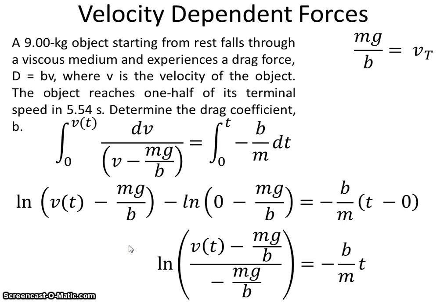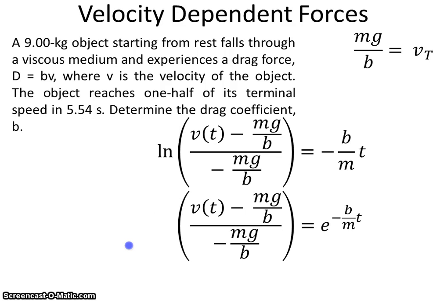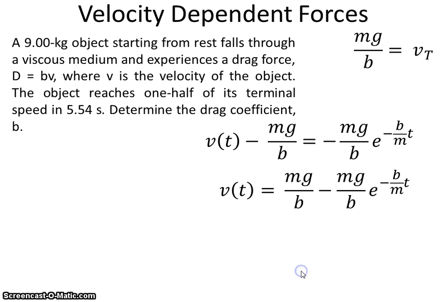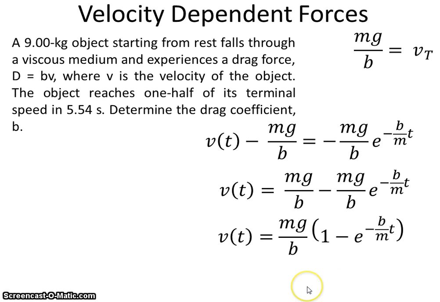Okay, this is really nasty. How can I get rid of the natural log? Well, I can exponentiate both sides. And so that gets rid of the natural log on the left hand side and becomes e to the negative b over m times t. And now I'm going to multiply both sides by the denominator to make it look a little nicer. And I'm going to add mg over b to both sides. And finally, I can factor out the mg over b. So now I get the velocity is equal to mg over b times the quantity 1 minus e to the negative b over m times t.